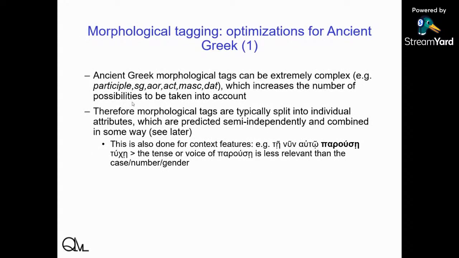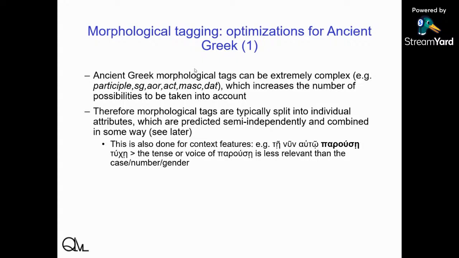So this is the general overview about how all the part of speech tagging systems usually work. But of course, there are some problems with ancient Greek. For example, ancient Greek morphological tags are very complex. So we don't have just noun or verb, maybe a plural noun, and singular verb and plural verb, as in English, but we have very complex part of speech tags, like, for example, participle, singular, aorist, active, masculine, dative, which of course increases the number of possibilities that the part of speech can take into account.